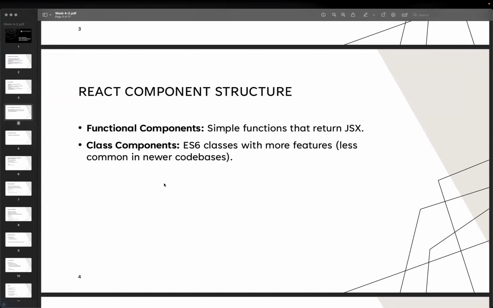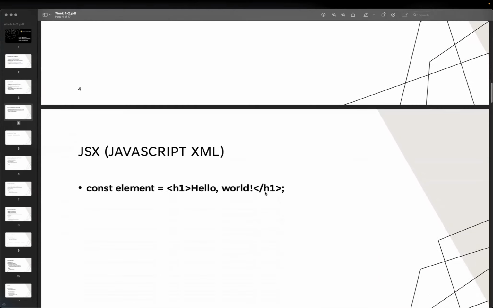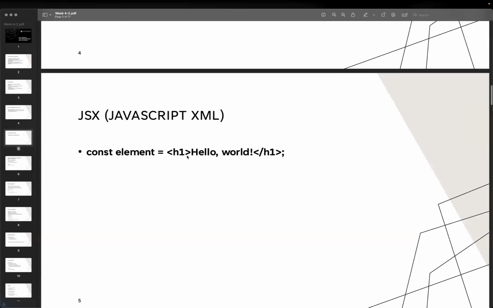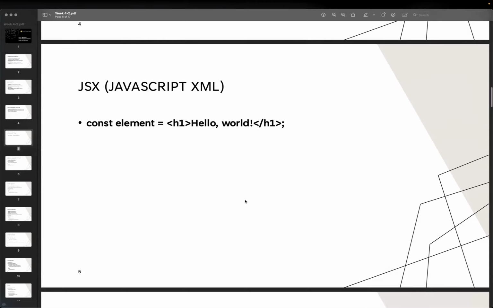And it will be less common in newer code bases. We call this JSX, JavaScript XML, where we declare an element and the element passes the value. So we save it with this tag. It looks really similar to HTML. We are using those components, but we slightly changed the format and structure.